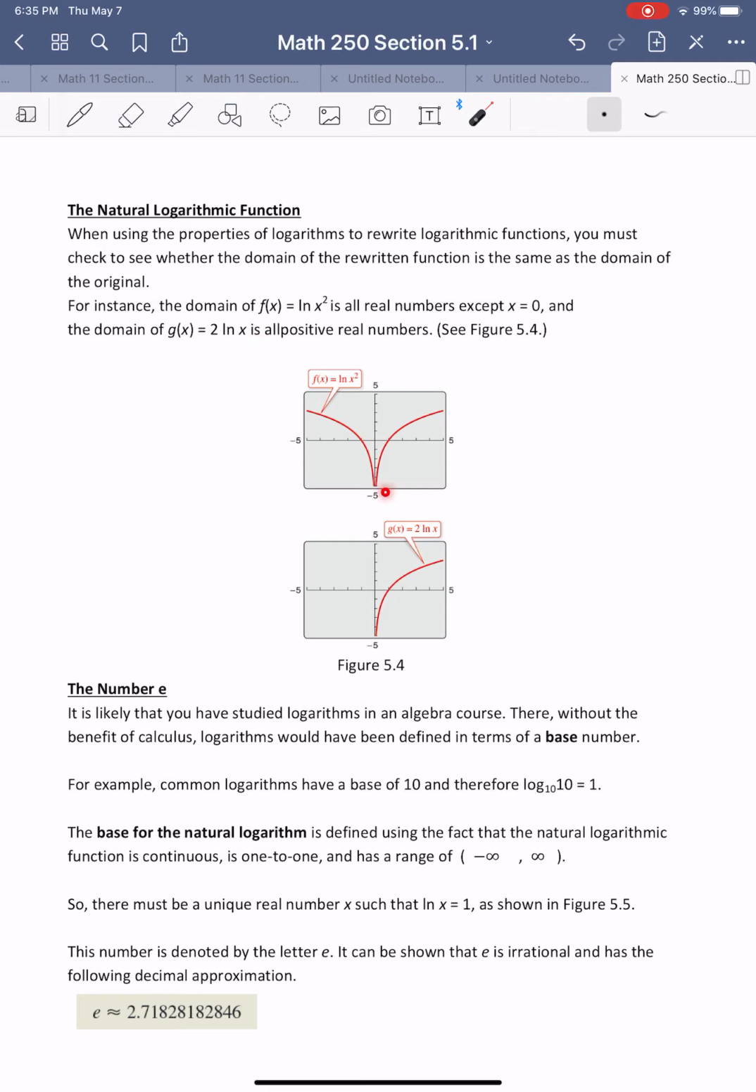So when you have this, this is the graph that we get, but this is the 2 ln x case, okay, because we need to only choose x positive.